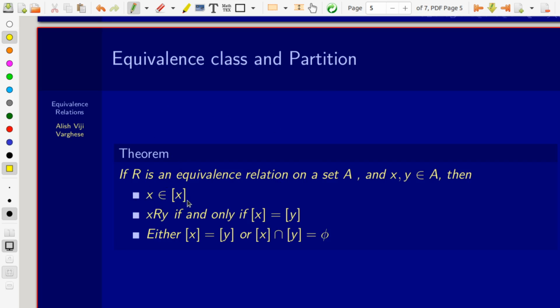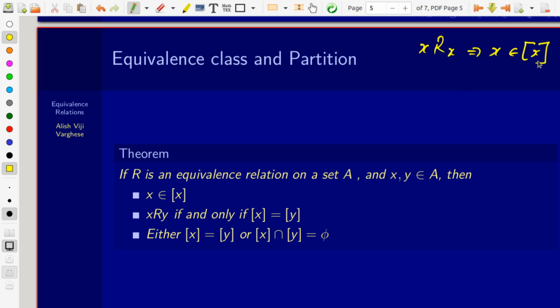The first one: x belongs to the equivalence class of x. That's an obvious result because x is related to x itself, and therefore x belongs to the equivalence class of x. So the proof can be written like this: x is related to x itself. That implies x belongs to the equivalence class of x.